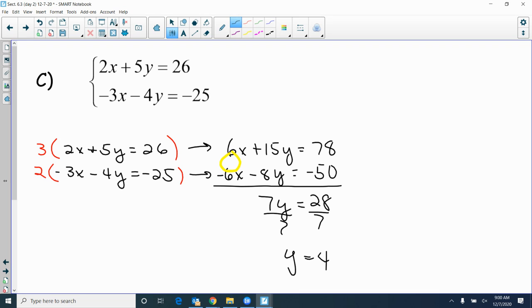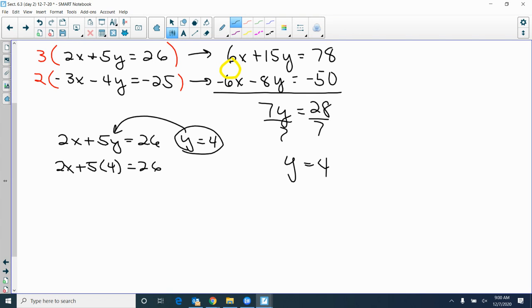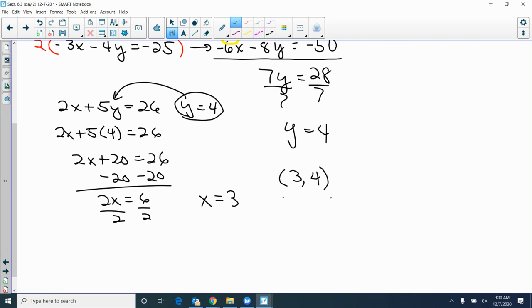Evan, did you figure out what x is, or did you get y? You got both? Did you get 4? What'd you get for x? Did anybody else get 3 for x? Okay, so now 2x plus 5y equals 26. We said y is 4. That goes in here, so you get 2x plus 5 times 4 equals 26. 2x plus 20. Subtract 20. And I get 2x equals 6. Divide by 2. X equals 3. So if you got 3, 4, you're good.